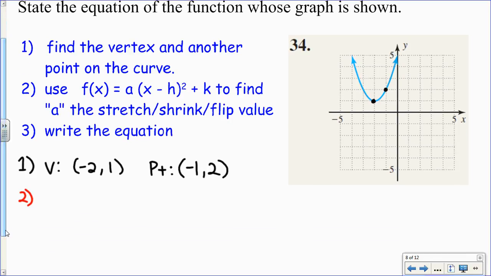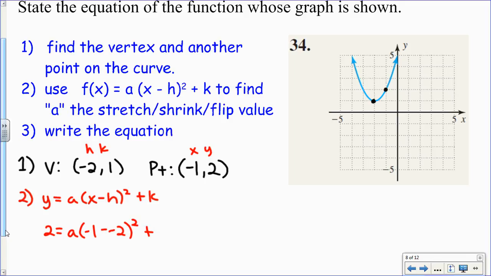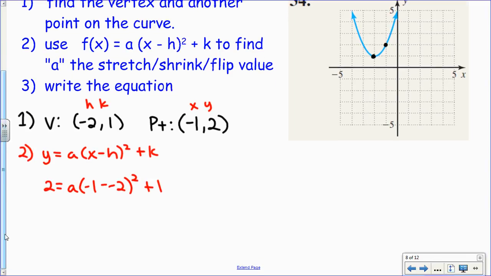Okay, so for step 2, I'm going to plug in my vertex for H and K, my points for X and Y, and solve for A. So that's, instead of f of X, I'll just write Y. Okay, so I'm going to plug in 2 for Y, -1 for X, -2 for H, and 1 for K. And I'm trying to solve for A.